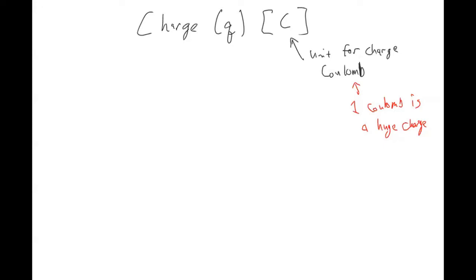So for most of the things that we're talking about in this class, we're going to use units like nano Coulomb or micro Coulomb. So for example, we talked about electrons and protons. The charge of one electron, which you might see written as Q sub E, is 1.6 times 10 to the minus 19 Coulombs. So you would need 10 to the 19 electrons just to have a little more than one Coulomb of charge.